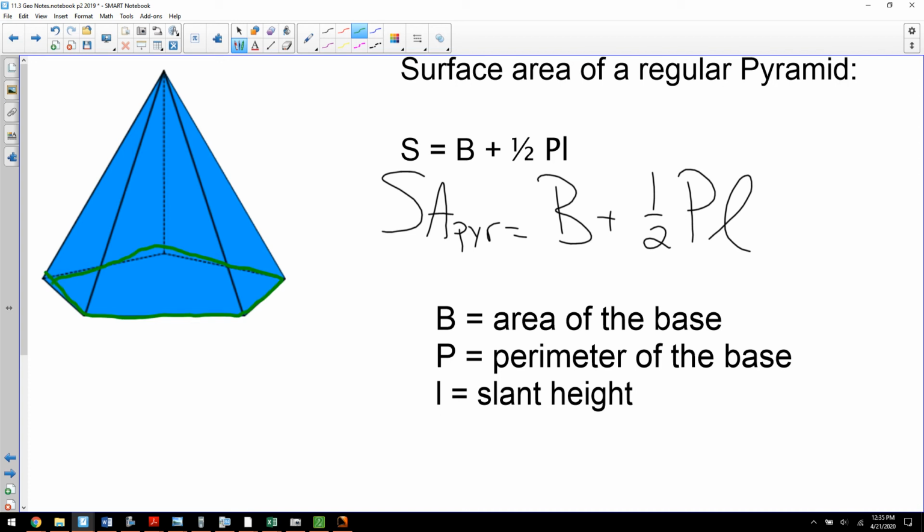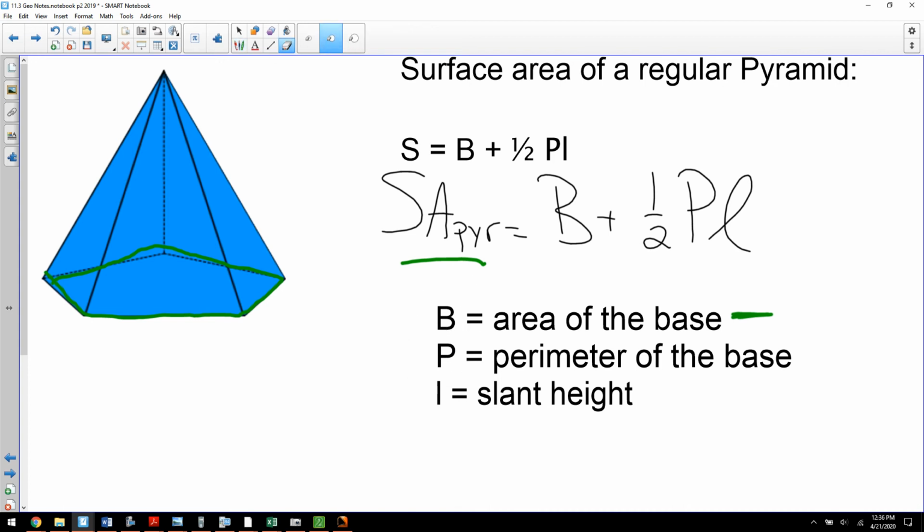So we have the formula. The surface area of a pyramid is the big B. Remember, the big B still stands for the area of the base, so this is going to change each time, depending upon what the shape is. Basically, we're going to be looking at regular polygons, rectangles, squares, even some triangles from time to time. So you'll have your big B.